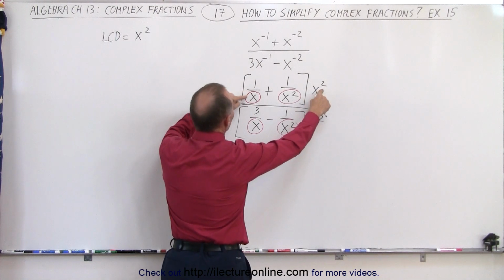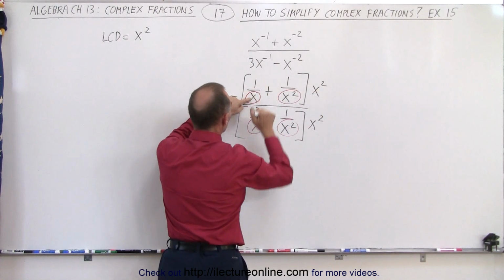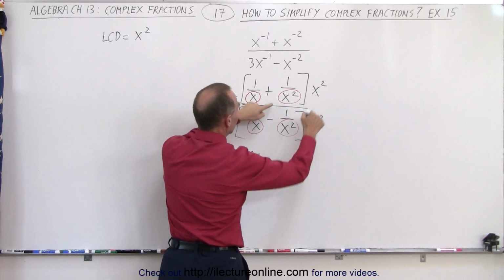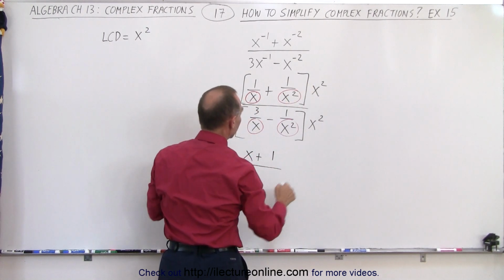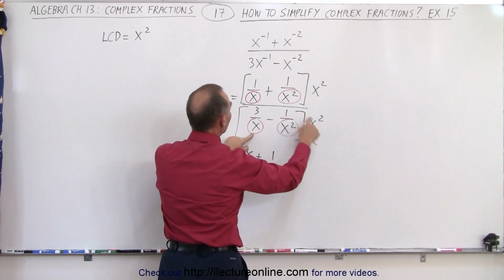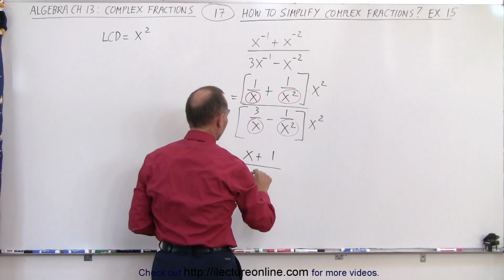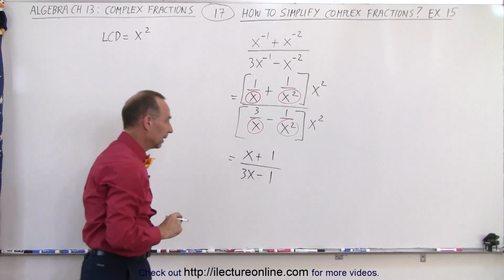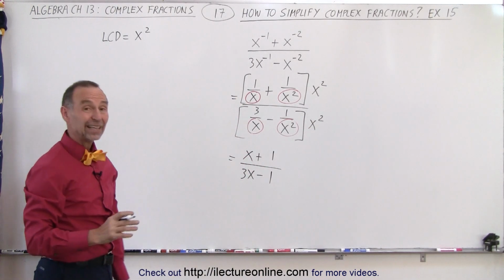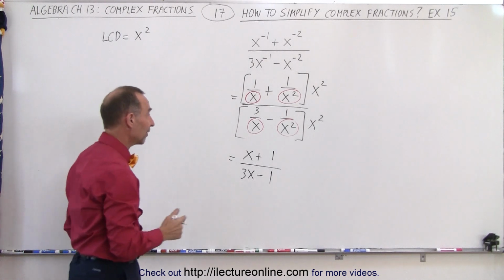x squared divided by x simply gives us x times 1, which is x, plus here the x squares cancel, and we're simply left with a plus 1. In the denominator, x squared divided by x is x times 3, which is 3x, minus here the x squares cancel, and we're left with a negative 1. And it looks like there's nothing else we could do, and that is the final answer.